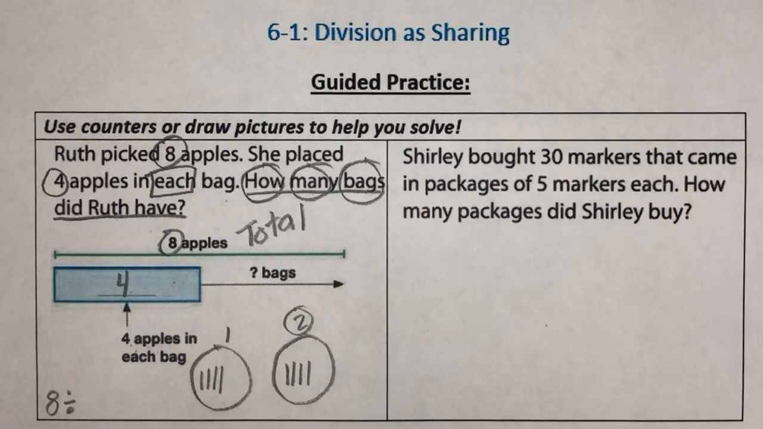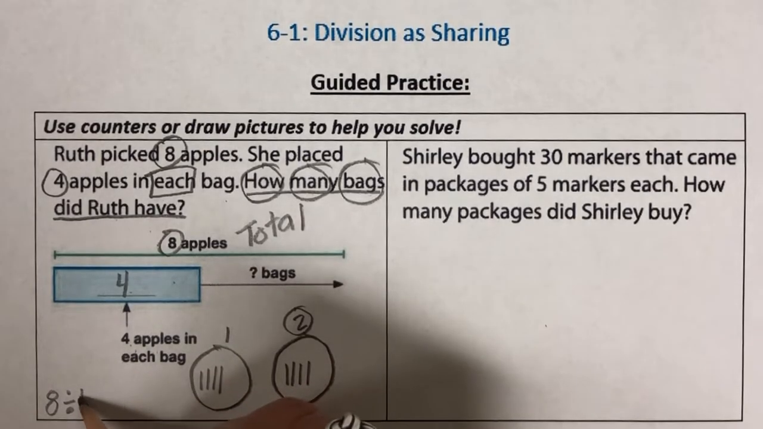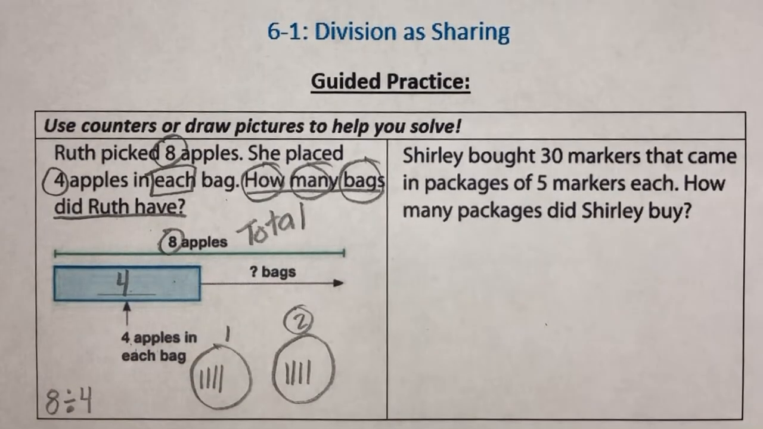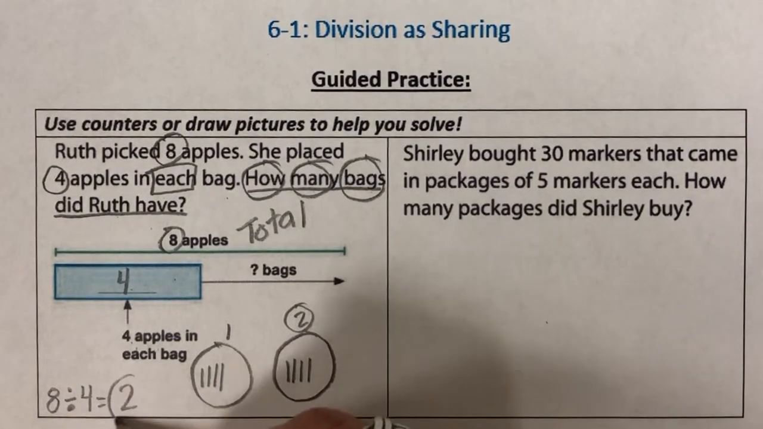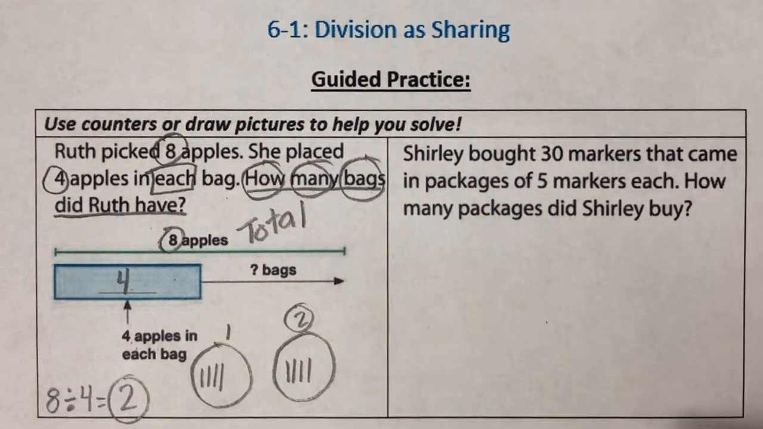apples divided by 4 apples in each bag equals 2 bags, 2 groups. So my quotient is 2. My dividend is 8. And my divisor is 4.